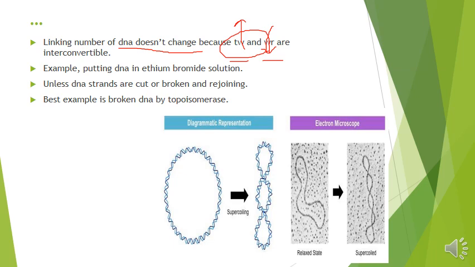In every situation, but we have an exception: if DNA strands are cut or broken and rejoined, the most important example being the topoisomerase enzyme. At that time, the linking number will change and it will no longer be stable. You know that topoisomerases can produce positively or negatively supercoiled DNA. So in that situation, the linking number will not be stable. It means that it will change.